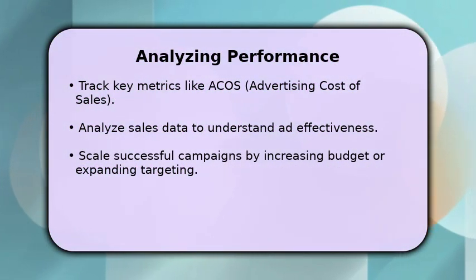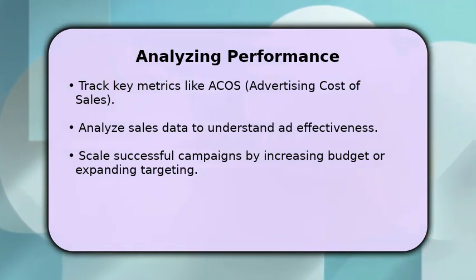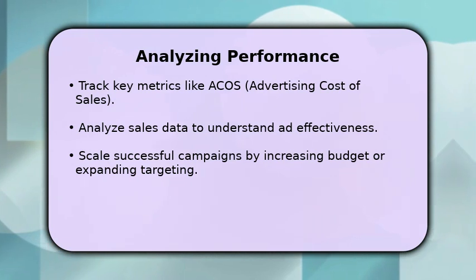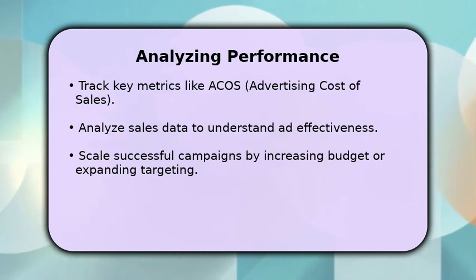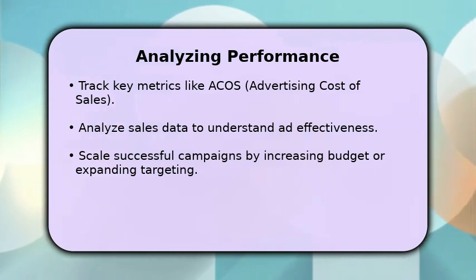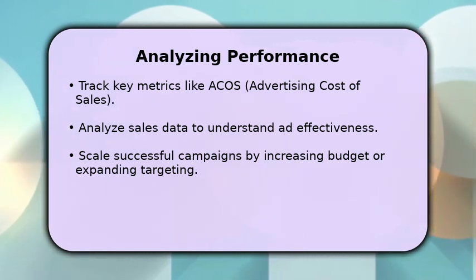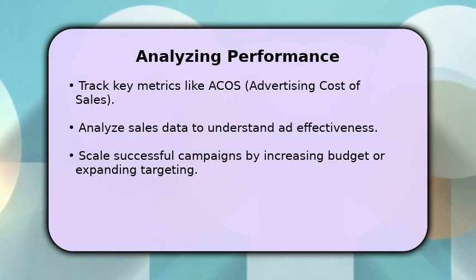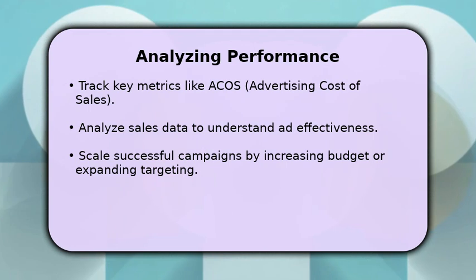Measuring the success of your Amazon ad campaigns is vital. Track key metrics such as ACOS, or advertising cost of sales, to understand your return on investment. Analyze your sales data to see which ads are driving the most purchases. Once you identify successful campaigns, consider scaling them by increasing your budget or expanding your targeting to reach an even wider audience. This iterative process helps maximize your book sales.